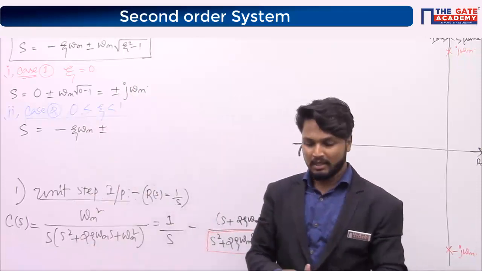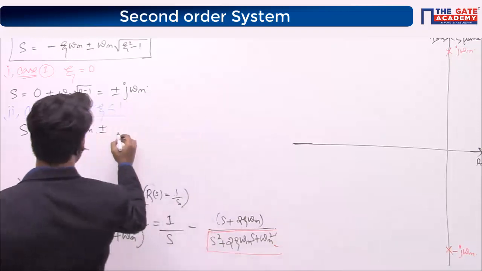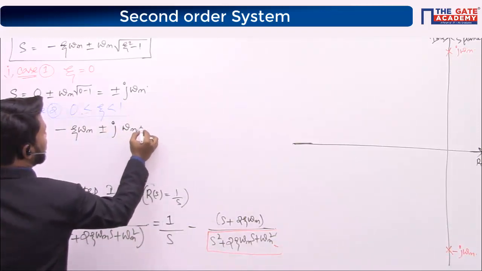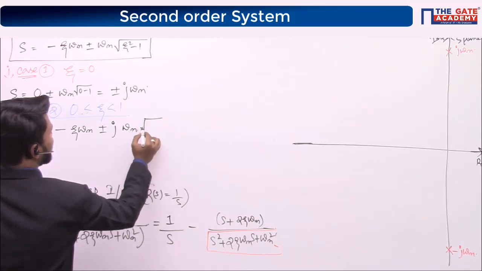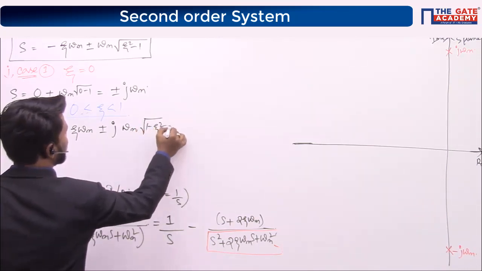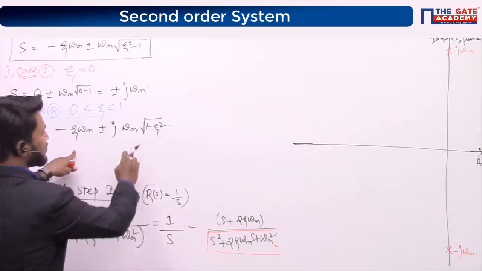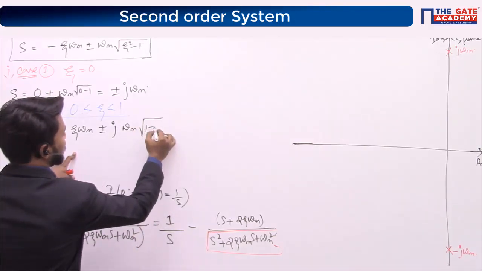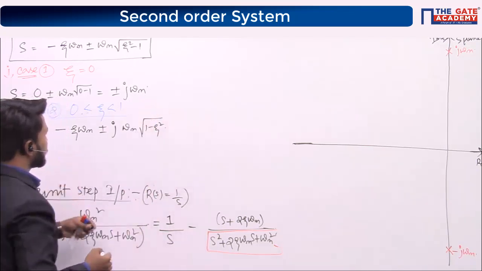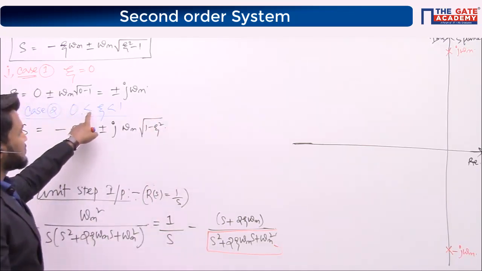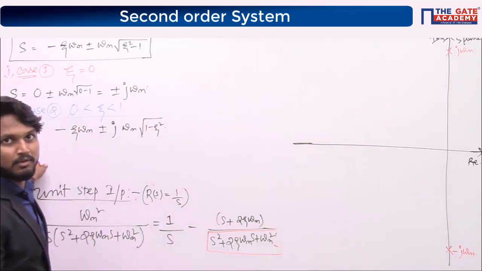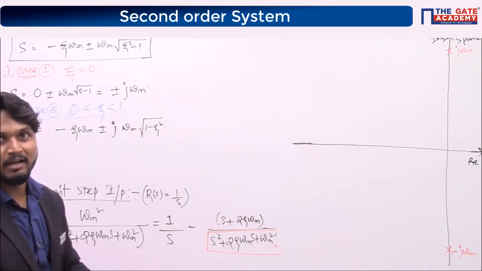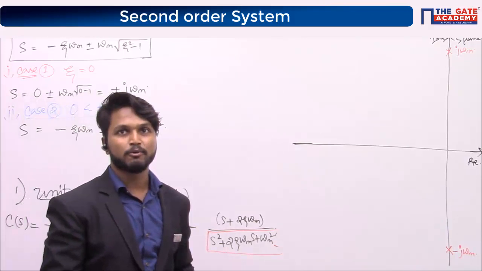What happens when a negative number is taken under root? What happens? You can take this imaginary part to be this side, and you can write it as omega n under root 1 minus zeta square. So these are the roots in the case of zeta between 0 and 1. When zeta is between 0 and 1, the values of your roots are minus zeta omega n plus or minus j omega n under root 1 minus zeta square, right?